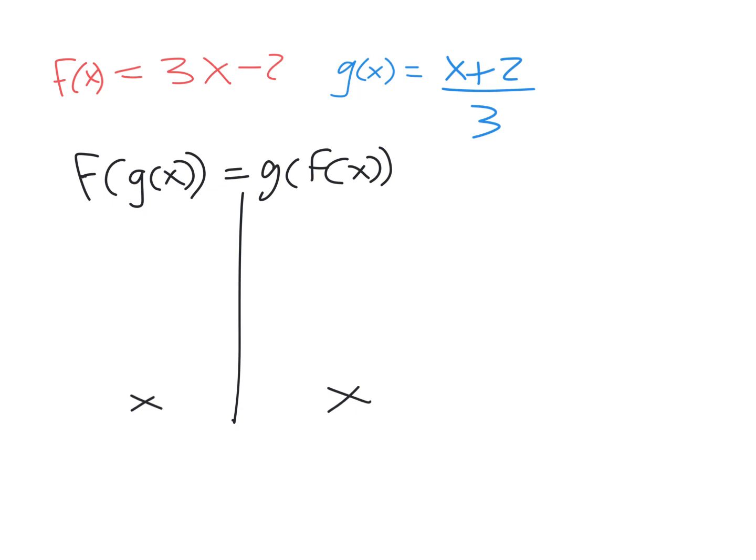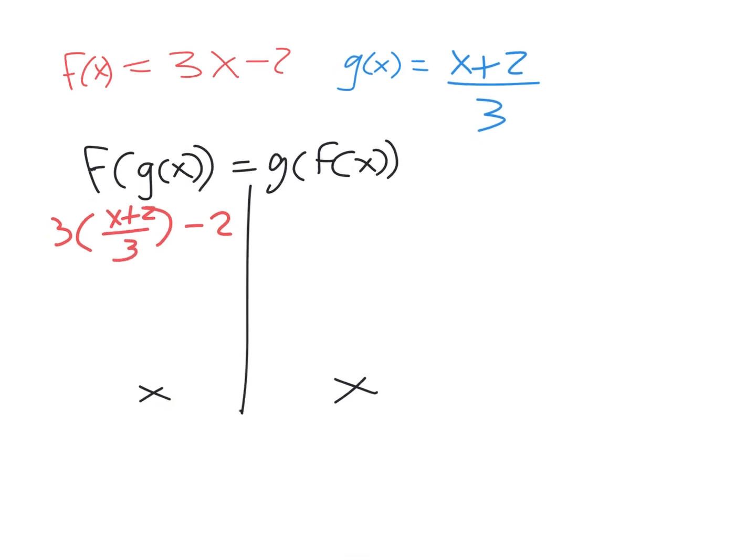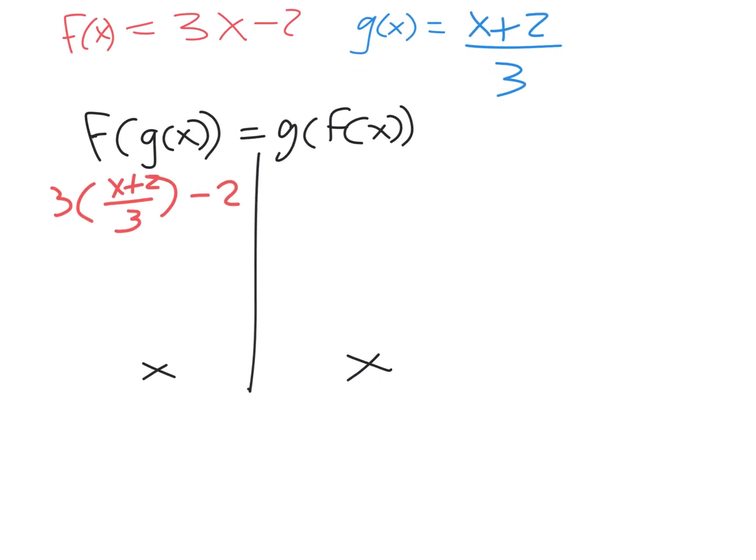Okay, so f of g of x. Well, here's f of x, 3 parentheses minus 2. And then g of x is x plus 2 over 3. Now, do you see anything that cancels right away? I do.